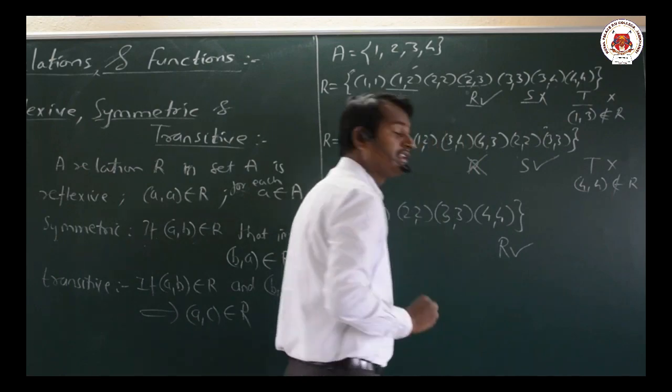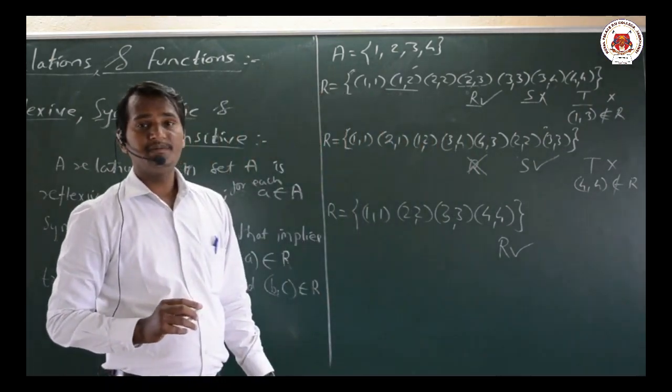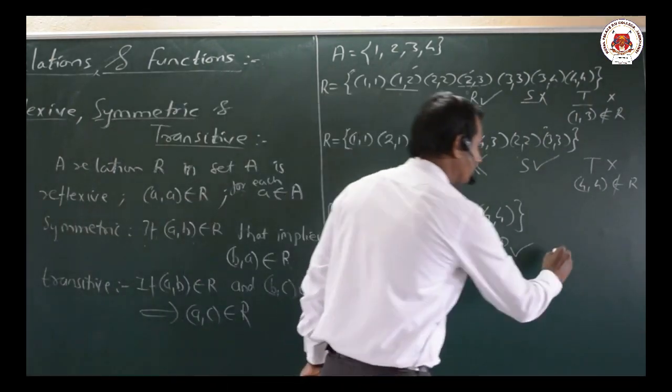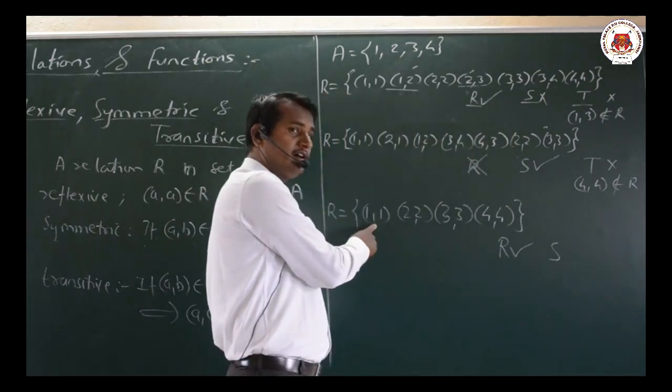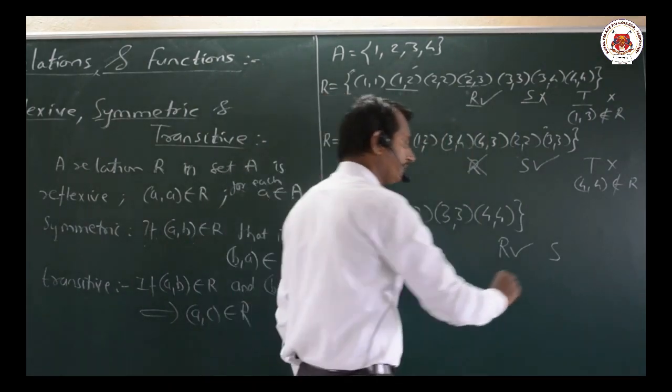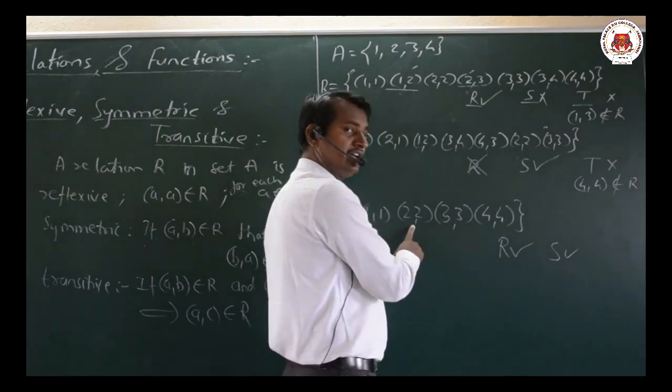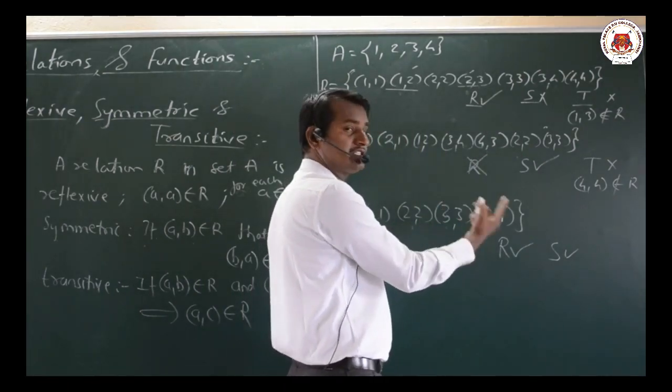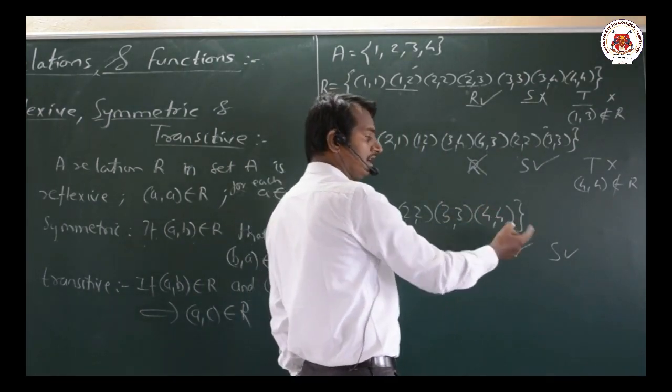Reflexive is okay. Then comes the symmetry. Symmetry means what here? Symmetry means (1,1) is there, again the reciprocal (1,1) is also here. Then (2,2) is there, again the same thing is also there. (3,3), reciprocal is also there. (4,4), again it is there.